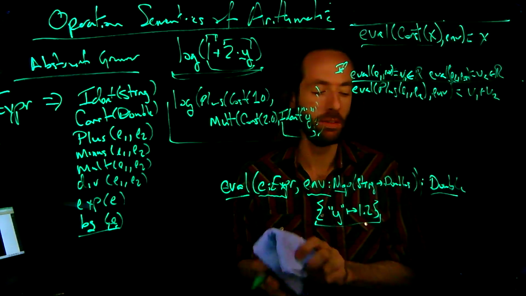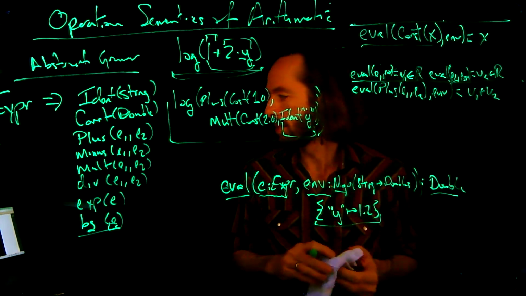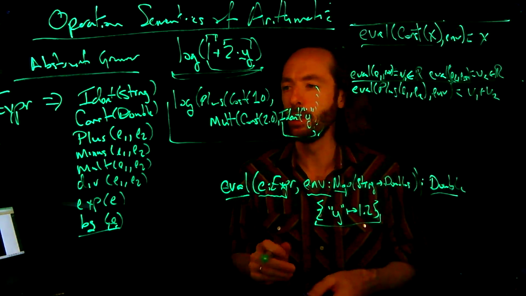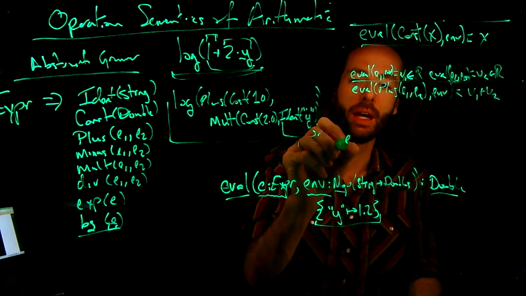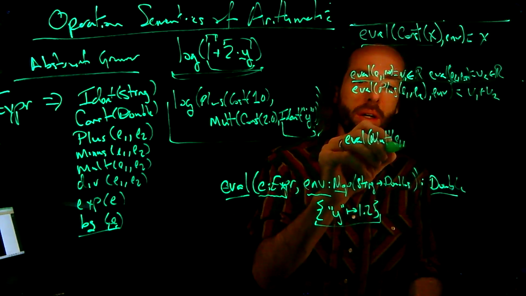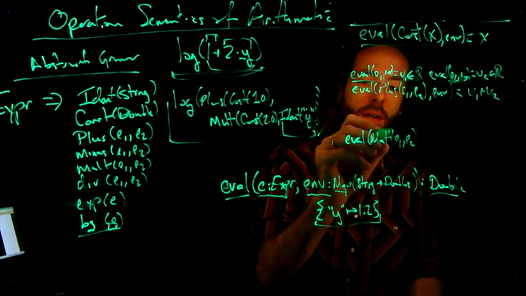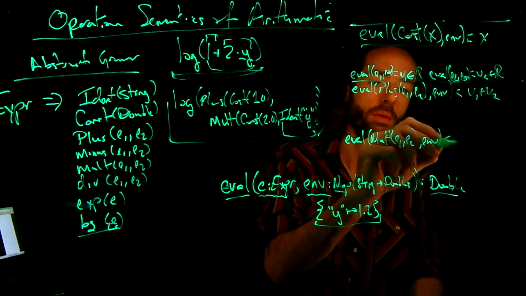Pretty straightforward so far, right? Okay, let's do multiplication. So we have eval of mult of e1, e2 under our environment. What should this be?